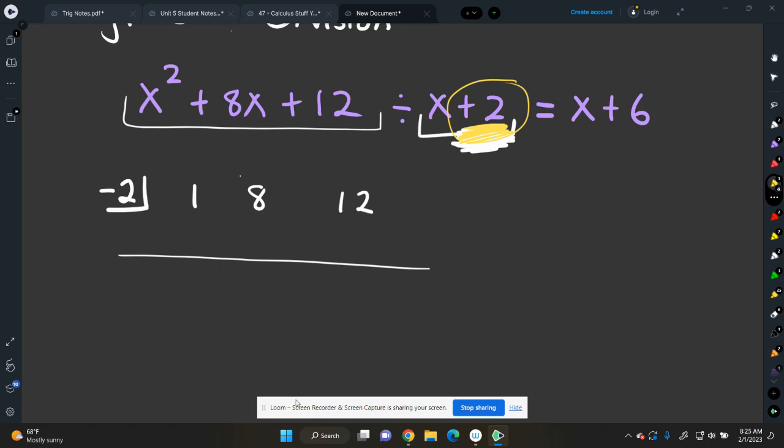Okay, now we're going to bring down the first number. Where did I get that 1 from? The x squared. Right, and we bring it down, okay? Now we're going to multiply negative 2 times 1. What does negative 2 times 1 equal? And we're going to put that right here. And then we're going to add these two numbers. What's 8 plus negative 2? 6.